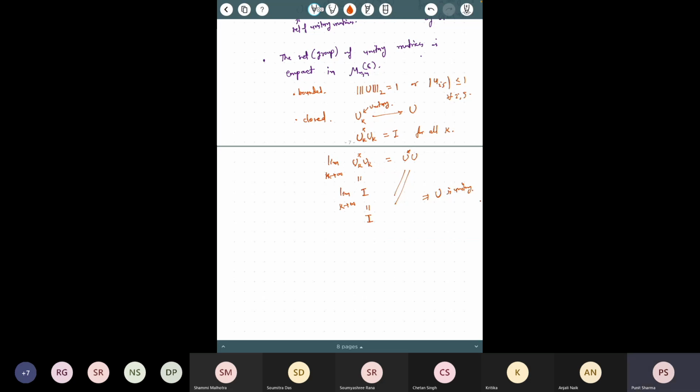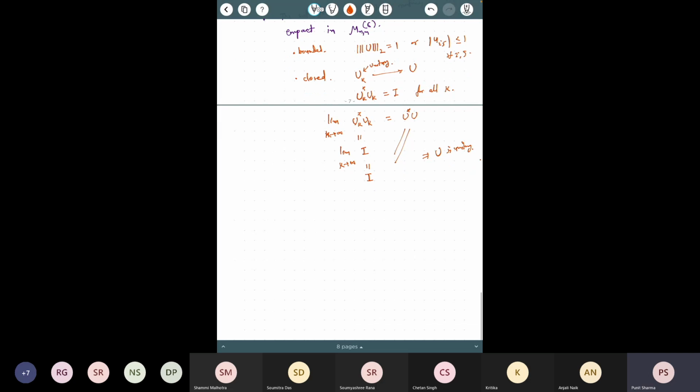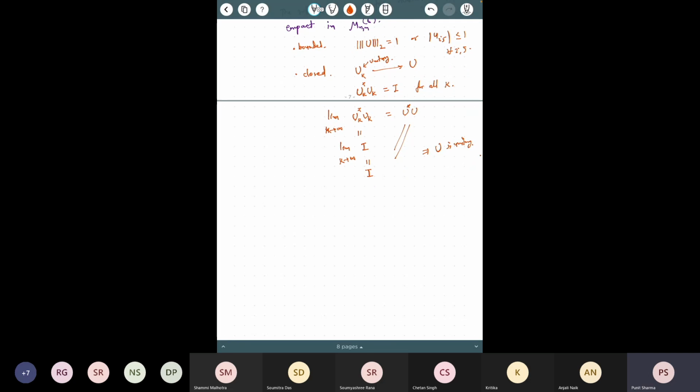All right, so these are some properties of the set of unitary matrices, and you have already seen why we have certain advantages when we apply unitary similarity transformations. So now I will define this formally. What do I mean by unitarily similar or unitarily equivalent matrices?